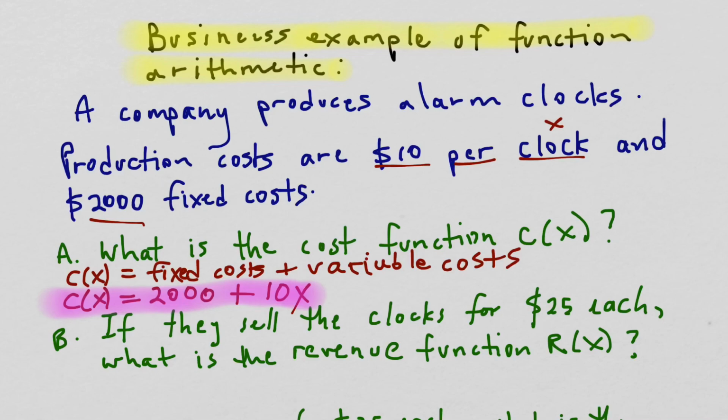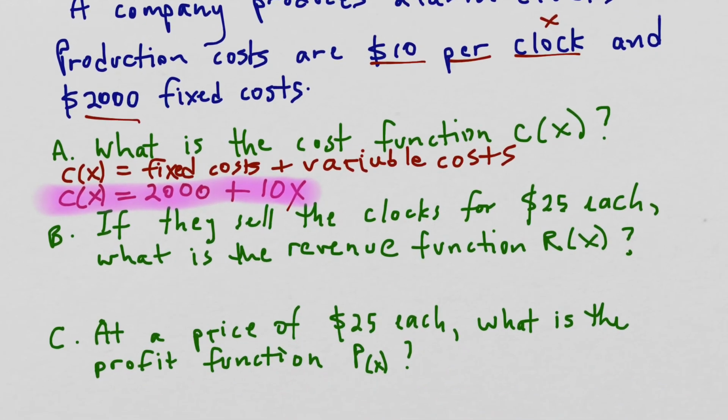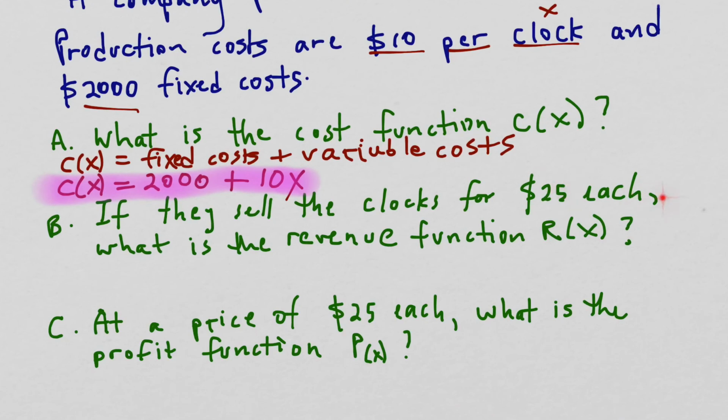Next, it says if they sell the clocks for $25 each, what is the revenue function, R of x? So in this particular problem, it's saying that the $25 per clock is basically a simple function. Sometimes these will be more complicated functions for revenue, but they're just saying straight up the clocks sell for $25 each.